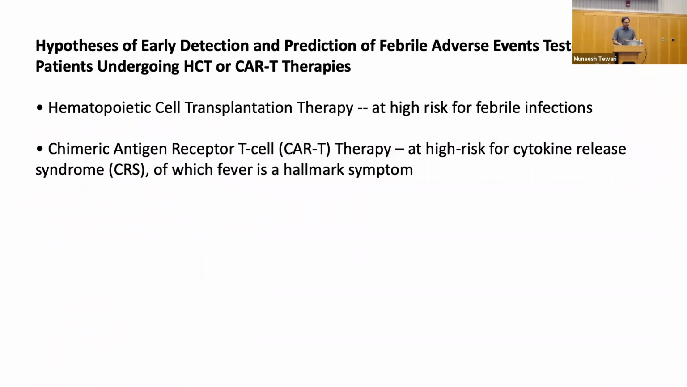So these are the two populations, and our hypothesis was this: if we were to get continuous temperature data, because these patients are in the hospital, they check in, get their treatments, are observed for anywhere from 2 to 4 weeks, and then are discharged. During that time all kinds of crazy things can happen, like life-threatening infections or cytokine release syndrome. The standard of care is nurses coming in and taking temperature every 4 to 8 hours. If we could do continuous temperature monitoring, getting data every 2 minutes in our case, could that, number one, allow us to pick up fever sooner? And number two, could it allow prediction of the events even before they happen?